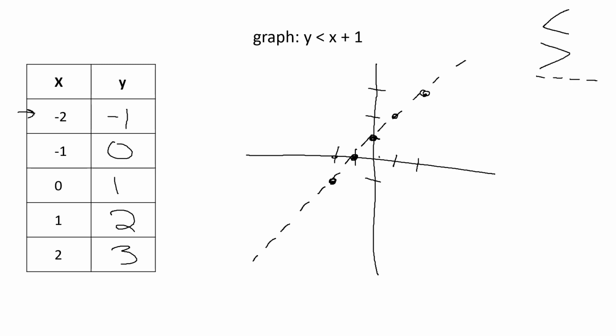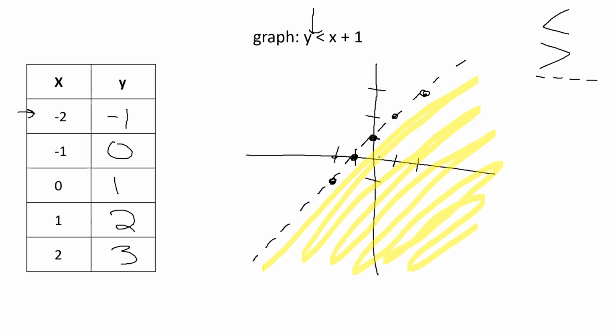And now this is telling me y is less than. So what I'm going to do is I'm going to shade in below it, because whatever value I'm looking for, it is less than that line. So technically, that whole picture there is my answer.